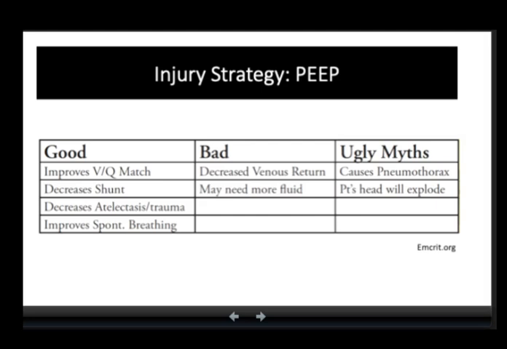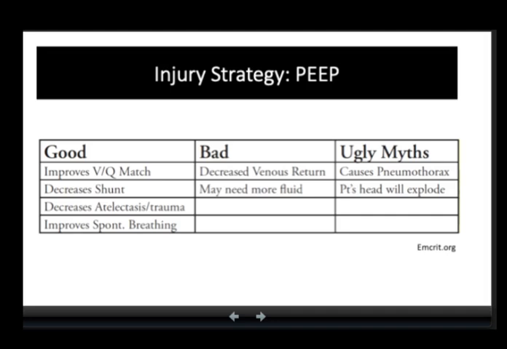The most common bad things are the decreased venous return caused by an increase in mean intrathoracic pressure, which results in diminished venous return as a result. These patients may need more fluids and potentially vasopressors to defend their MAP.